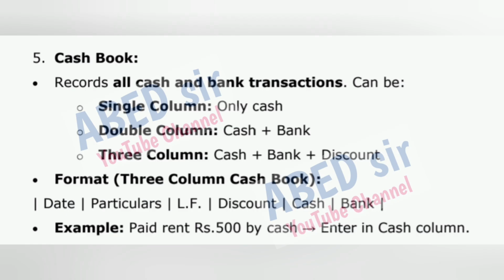5. Cash book. Records all cash and bank transactions. Can be single column, only cash; double column, cash plus bank; or 3 column, cash plus bank plus discount. Format: 3 column cash book. Date, particulars, LF, discount, cash, bank. Example: paid rent 500 rupees by cash, enter in cash column.